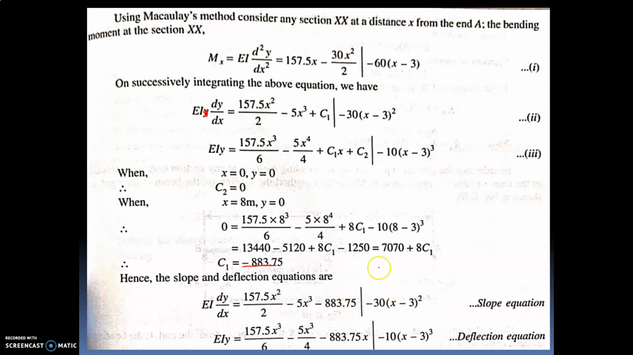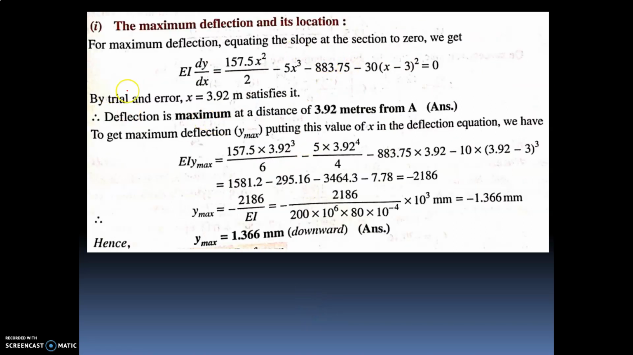You have only one unknown, calculate x, so you will get x is equal to 3.92. To solve this, you have to use the trial and error method. Means you have to substitute different values and find both LHS and RHS. It should be equal to 0. It should be the same. Then you take that value. So here we will get x is equal to 3.92.